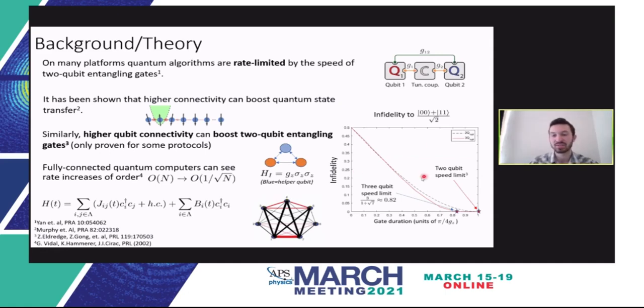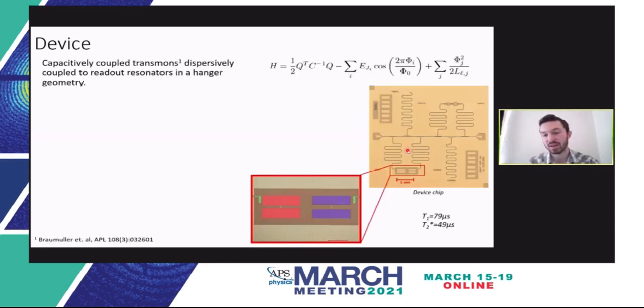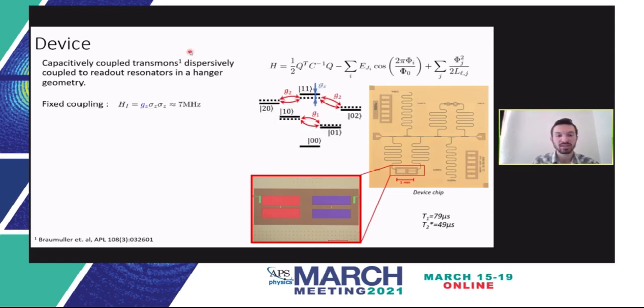So this fidelity curve is sort of what we set out to demonstrate. I'm more on the experimental side. The device on which we performed our initial measurements is two capacitively coupled transmons, dispersively coupled to readout resonators in this hanger geometry, and it has a standard Hamiltonian that we used for designing the circuit. And they have a static ZZ coupling of about 7 megahertz.